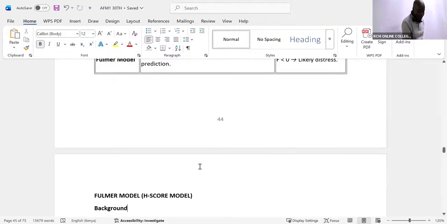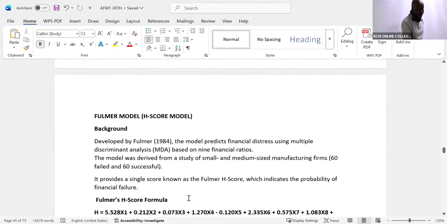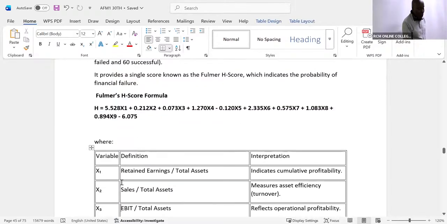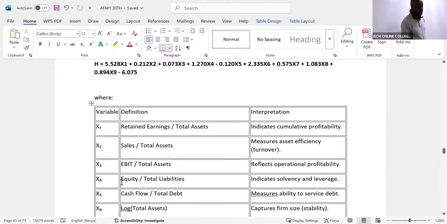When you talk of the Fulmer model, it basically makes use of 9 ratios. 9 ratios in total. And if it comes, the formula will always be given to you. So no worries. Like you can see there, H equals 5 point whatever, x1 all the way up to x9. And most importantly, they will guide you how to get those ratios. So for example, X1, they're telling you it's retained earnings over total assets. X2 is sales over total assets. X3, so it will be very easy to be given all the data which you need.